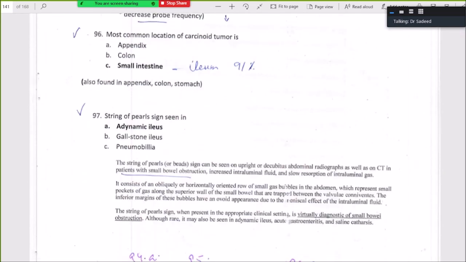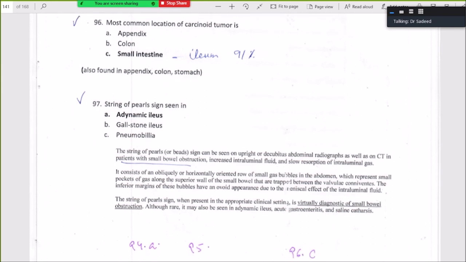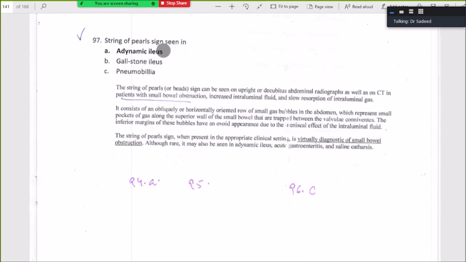Most common location of carotid tumor is the small intestine. Helium is 91% involved in your carotid tumor. 7. String of Pearl signs seen in aerodynamic ileus. Read this.